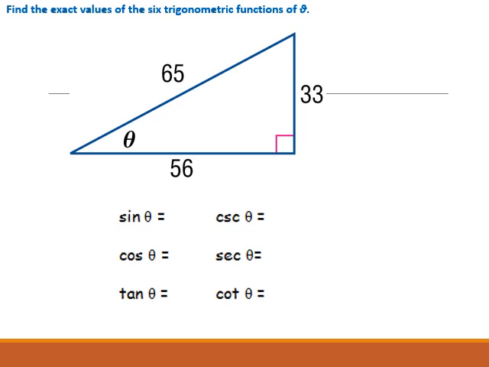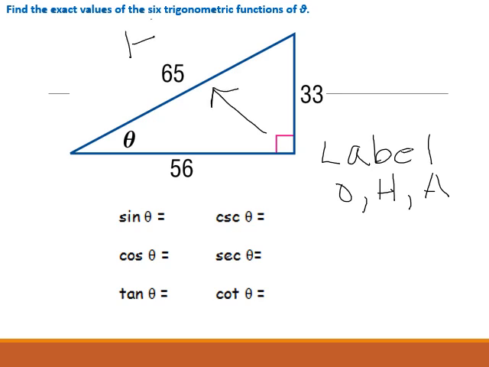So if we look at this particular triangle, we can form all six of the ratios. But first we have to label O, H, and A. And we have to do that from theta. Now H is easy. H is always across from the 90-degree angle. O is always across from theta. And A is always right next to theta, but it's not going to be the hypotenuse.